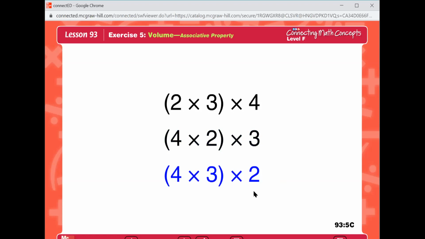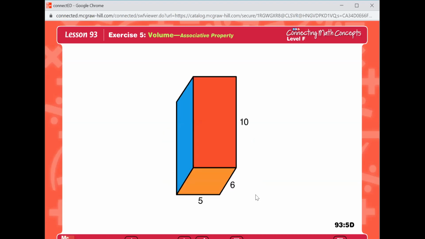Each of these different equations with the same numbers have the same answer. 2 times 3 times 4 equals 24. 4 times 2 times 3 equals 24. 4 times 3 times 2 also equals 24. We can do the same thing when we work with rectangular prisms. Check out this slide.